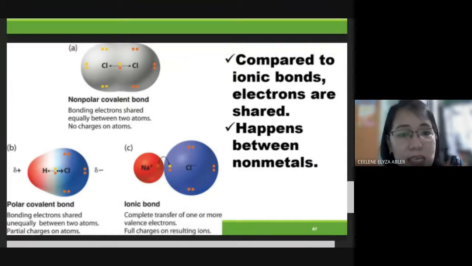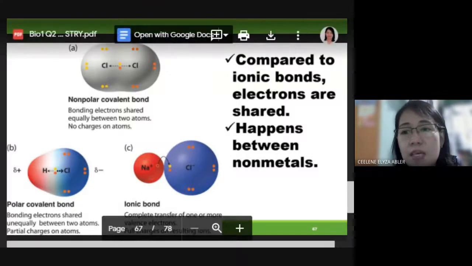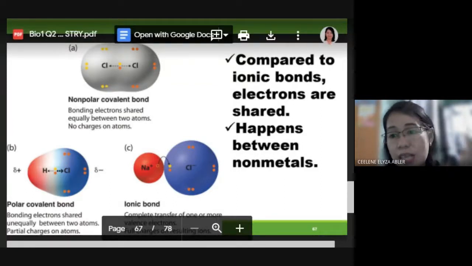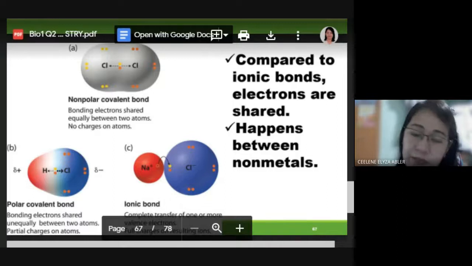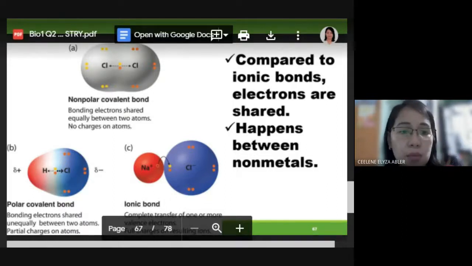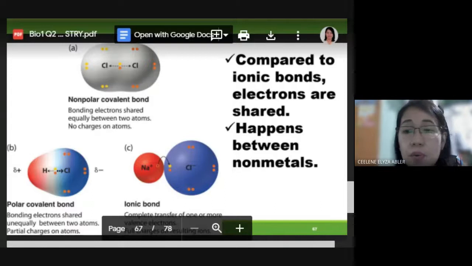Diba sinabi ko kanina, si non-polar covalent, ka-level lang kanilang kagandahan sa isa't isa. So, ang ibig sabihin, hindi sila mag-aawayan kung kanino pupunta yung isang electron nila, yung the part of themselves. So, ang ibig sabihin, that's equal sharing. Kapag may equal sharing ka, you have non-polar covalent bond. So, remember that the value for electronegativity difference between the two would need to be below 0.5. So, if it's 0.5 to 1.9, that would be your polar covalent bond. So, ito yung polar covalent natin na bond.